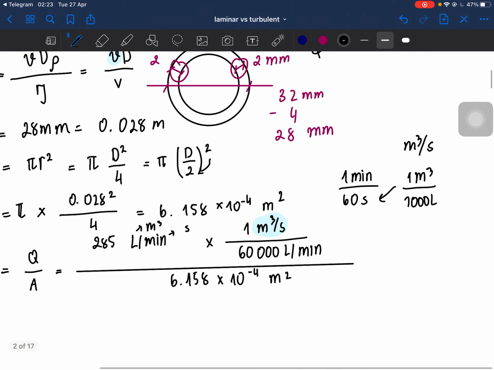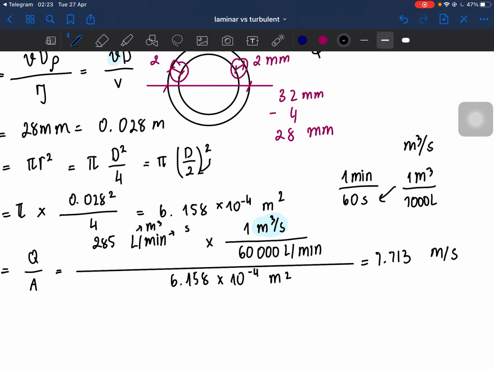So now we can calculate the value 285 over 60,000, and everything over 6.158 times 10 to the minus 4. The answer is 7.1713 meter per second.